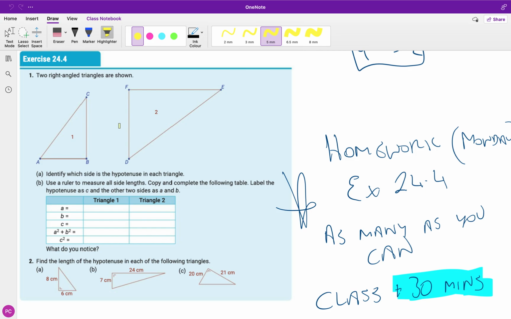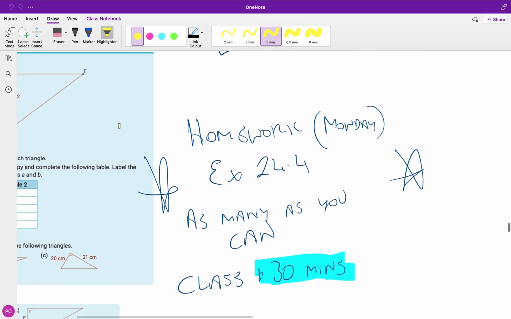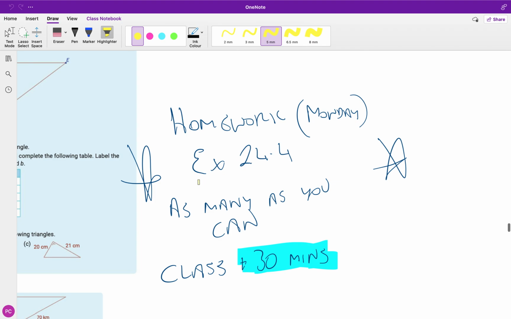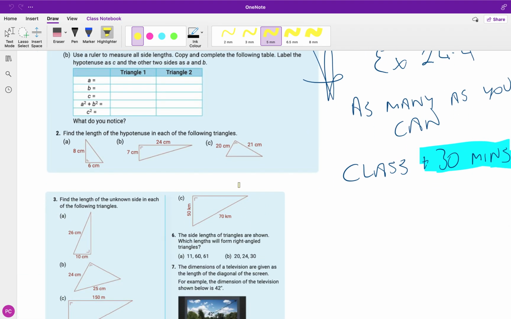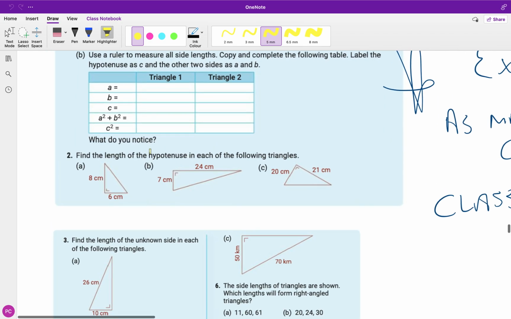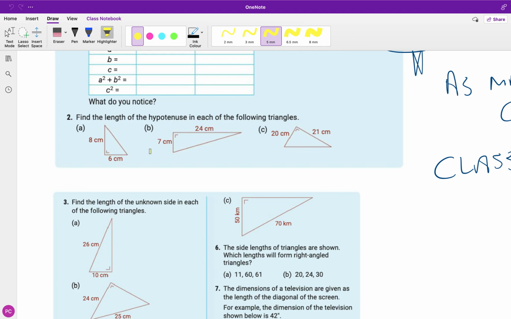Okay, so what I gave you the last day was I asked you to do as many as you can. So here it is, 24.4, as many as you can, and it was all based around Pythagoras. If we take any of these, you see part 2b, what you're looking for is the hypotenuse squared. In this case, we don't know what the hypotenuse is, because remember, it's the side facing the 90 degrees.